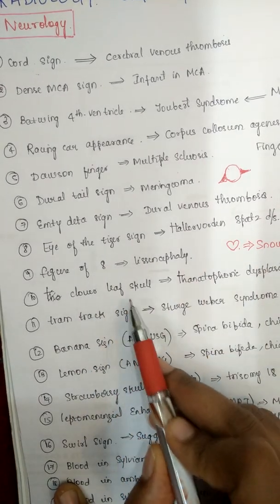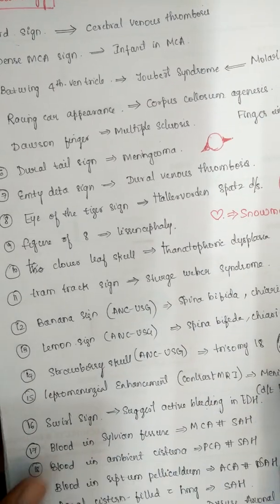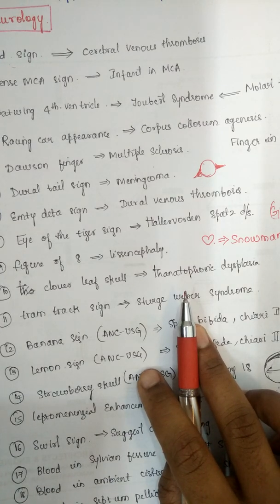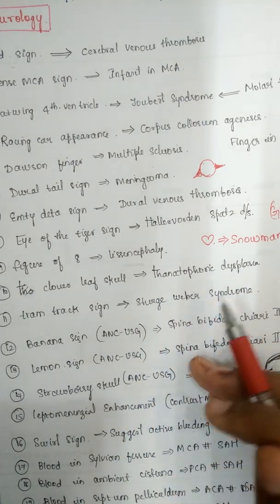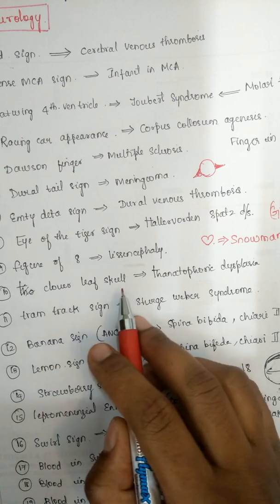Next is the clover leaf skull. This is seen in thanatophoric dysplasia. That is, intrauterine premature closure of the skull sutures occurs. The sutures close very prematurely, so the skull becomes shaped like a clover leaf skull.